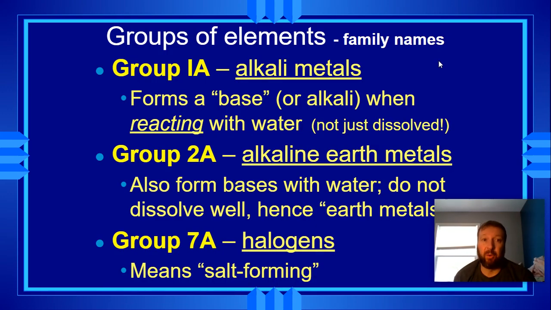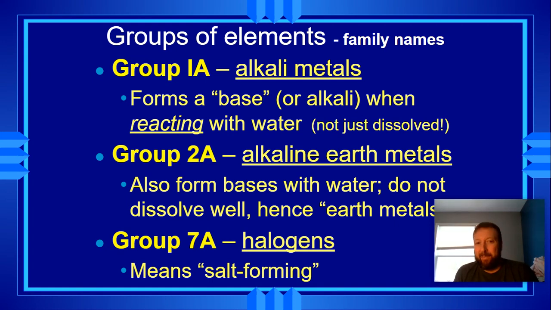Naming of groups. Group 1, the first column, is called Group 1A. It's the alkali metals. Alkali metals will form a base when reacting with water. They are very reactive. They do not exist in nature by themselves. They're always reacted with something, forming a compound. Group 2A, the second column, is going to be called the alkaline earth metals. Again, they're also going to form bases. These are much more readily found on the earth, hence the name earth metals.